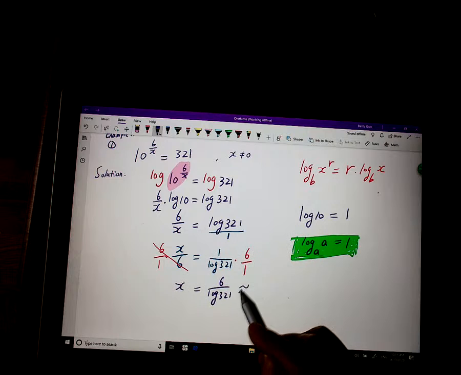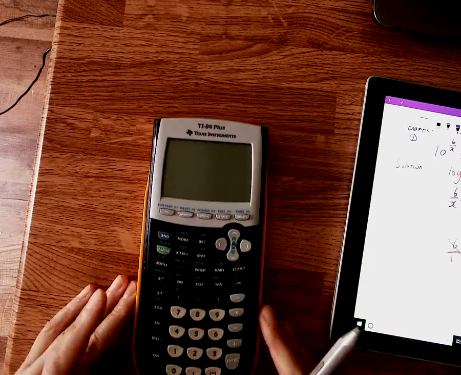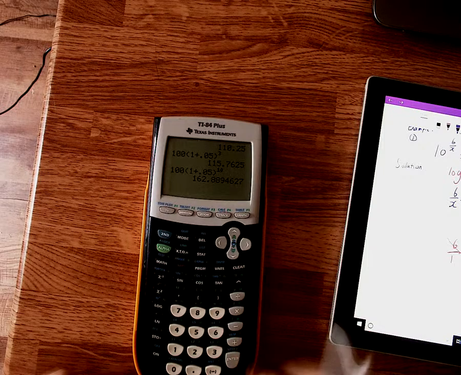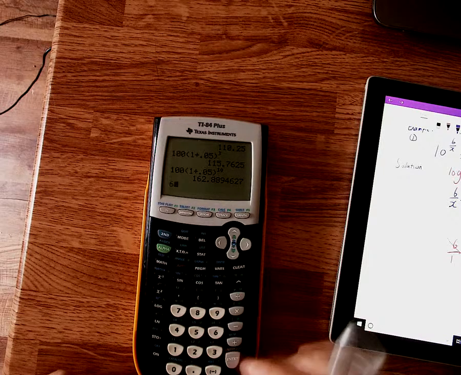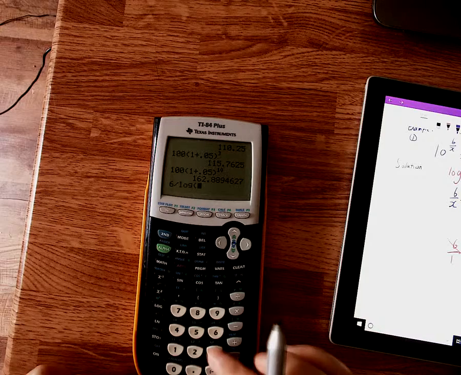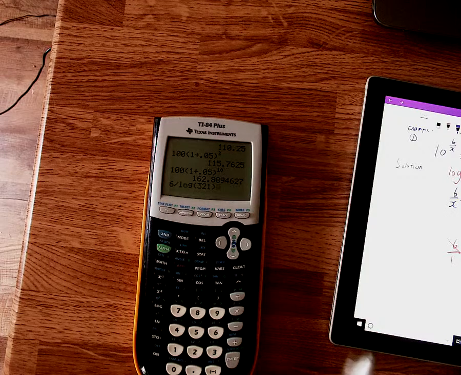What if we need to approximate, to find the decimal for this problem? Then you try your calculator. Did I show you how to use your calculator to evaluate a common logarithm? Is it bright enough? Clear enough? So we would have 6 on the numerator divided by common logarithm 321. Remember to close the parentheses.